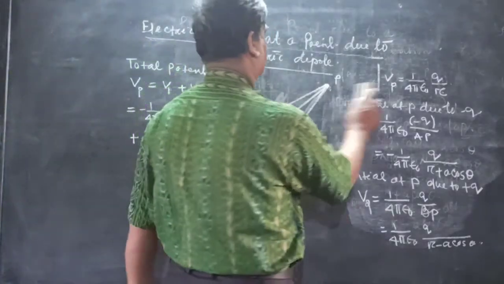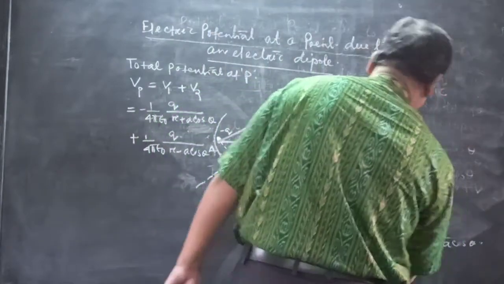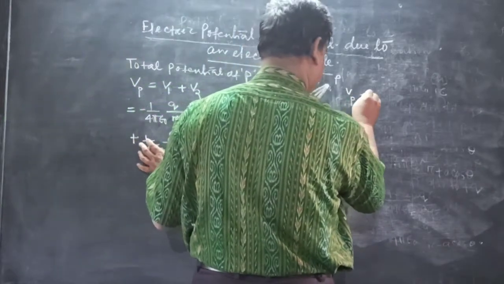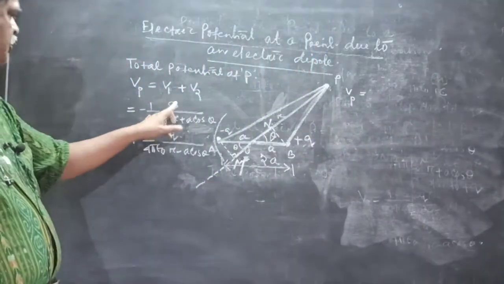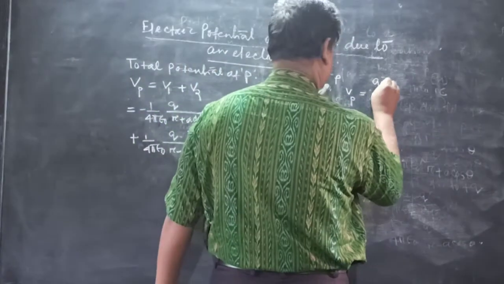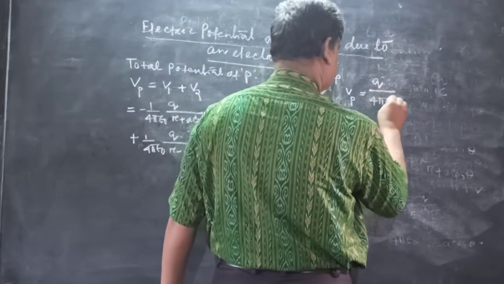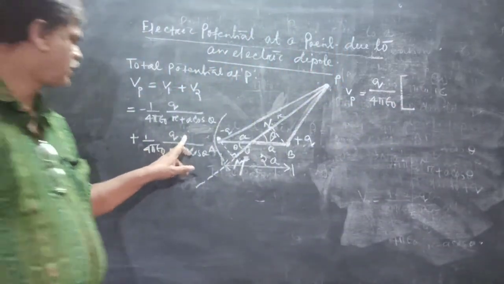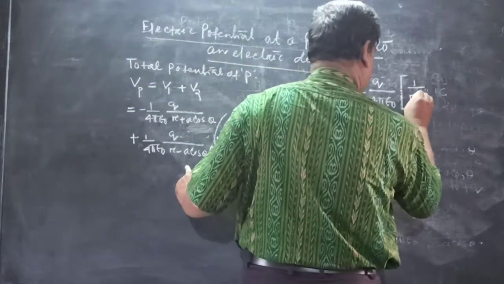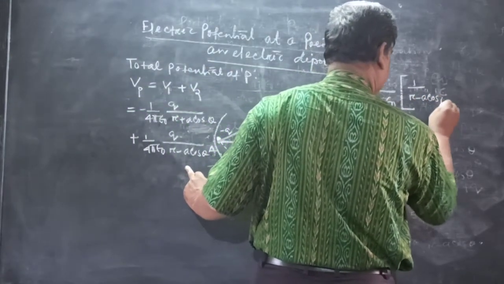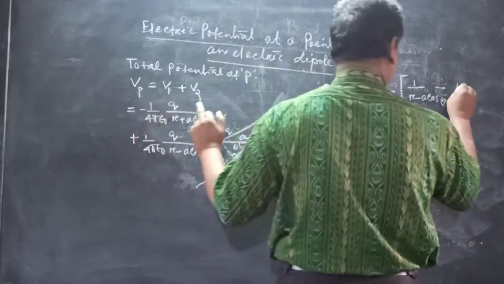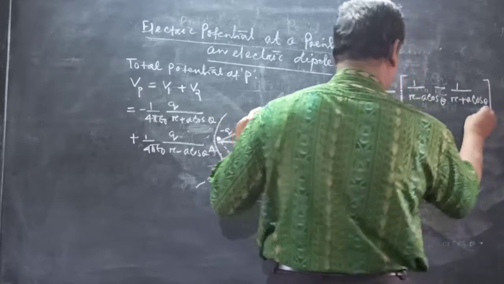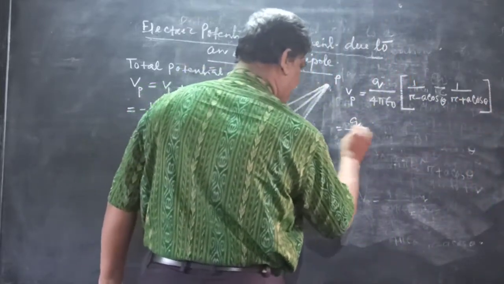Then what do you get? Then the potential at point P, Vp, is equal to... We take common Q by 4 pi epsilon 0. Then we consider the positive sign first: Q by 4 pi, then this 1 by R minus A cos theta. Then the negative sign: 1 by R plus A cos theta. Clear? Then this is equal to Q by 4 pi epsilon 0.